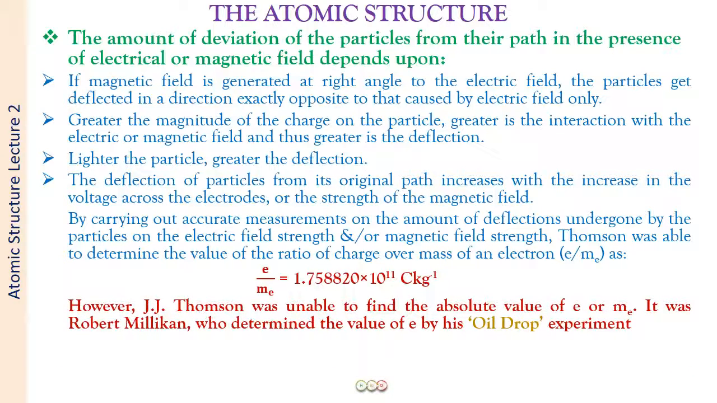But now J.J. Thomson was not able to find the absolute value of the charge or the mass of an electron, and it was Robert Millikan who determined the value of e by his oil drop experiment. So we will also learn what this oil drop experiment was.